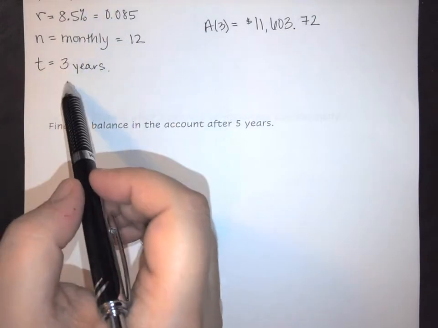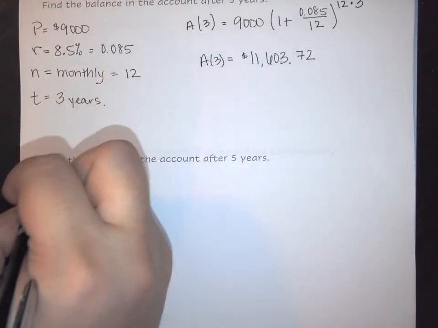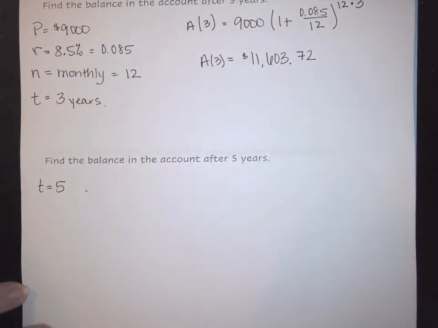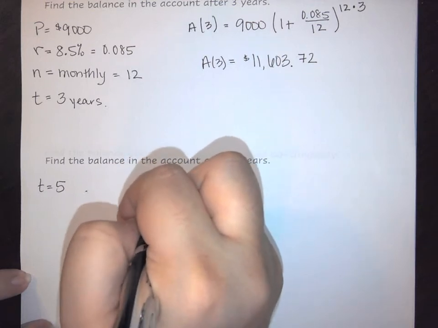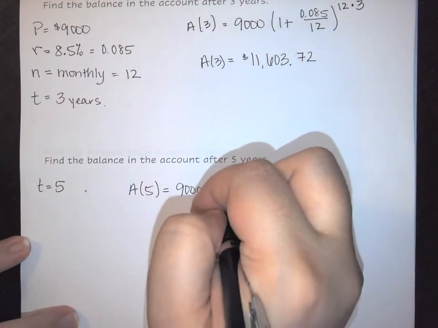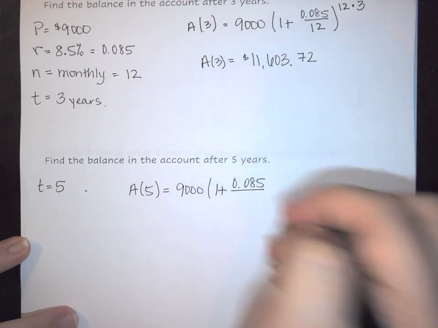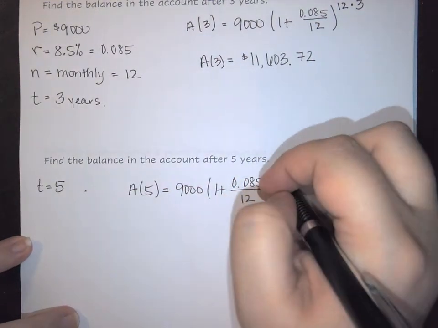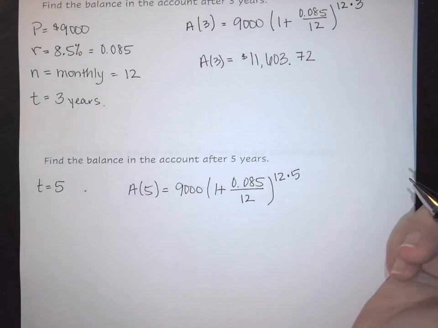Now we already did all of this for this second part. The only difference is here my t is going to be 5. Everything else is going to stay the same. So in this case we're looking at t of 5, and it's still going to be the 9,000 times 1 plus my rate, which is still 8.5%. We're still compounding monthly, only this time it's for 5 years.